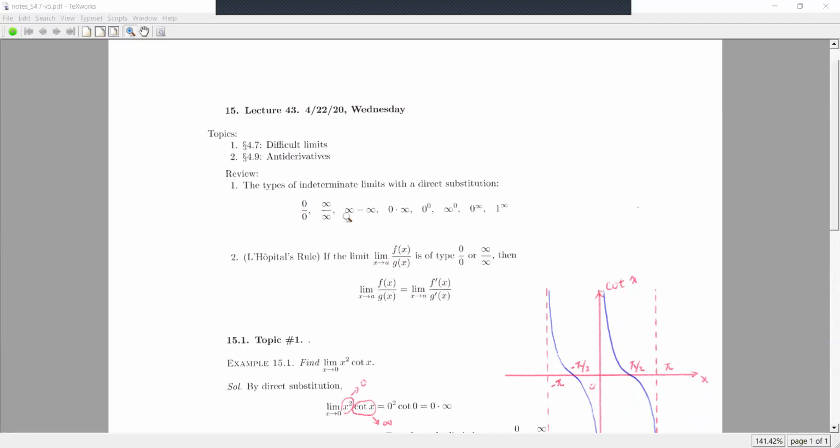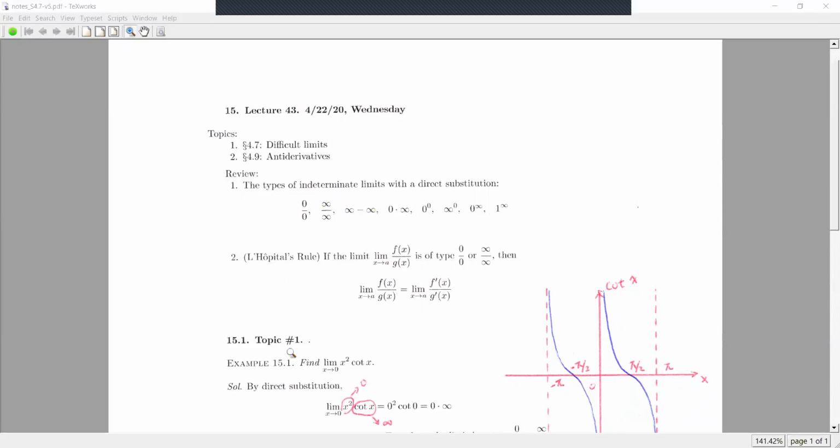Pay attention. L'Hopital's rule can only handle the first two types of difficult limits. If a difficult limit is of the remaining types, then we cannot directly use L'Hopital's rule. In this case, we need to transform that difficult limit into a difficult limit of the first two types, then use L'Hopital's rule.